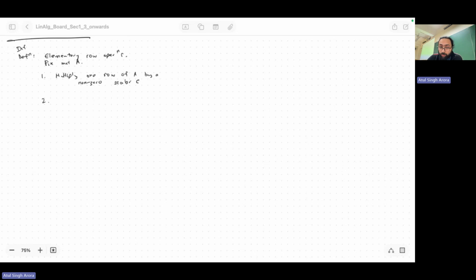elementary row operation. The second one is you can replace the rth row of A by the rth row plus C times the sth row.